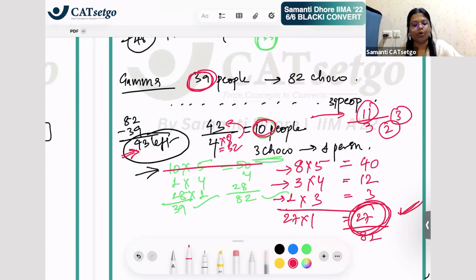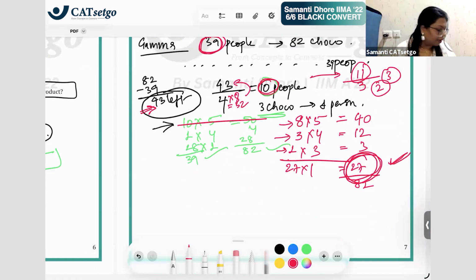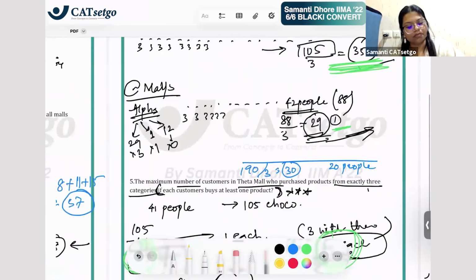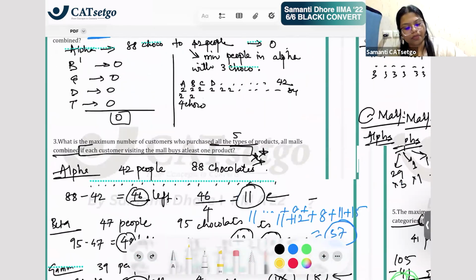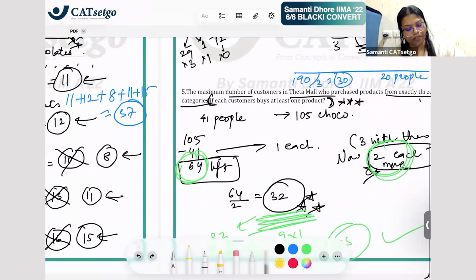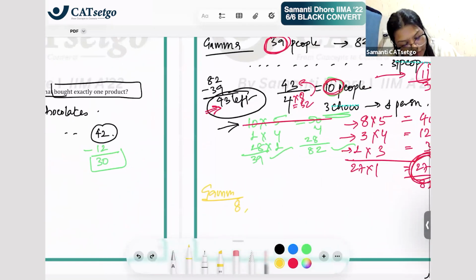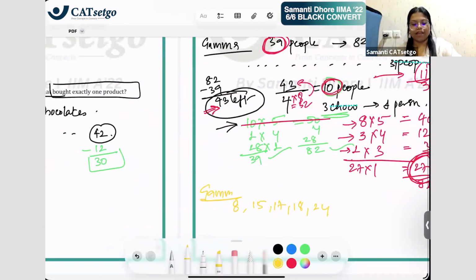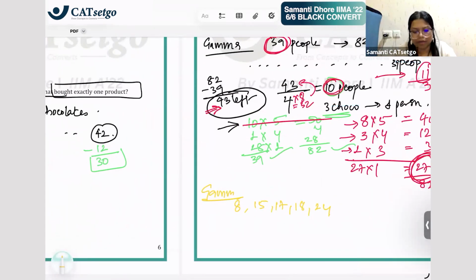The straightforward way to go about it is also this: you observe Gamma, you observe the table of Gamma, and you realize in that table you have 8. What are the values that are given? Wait, let me check. We have 8, 15, 17. I'm arranging it in order: 8, 15, 17, 18, 24 of each type. So I can give 5 chocolates maximum to 8 people only because that's my limitation.